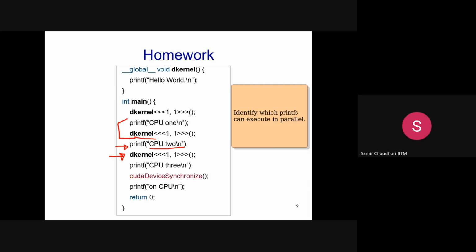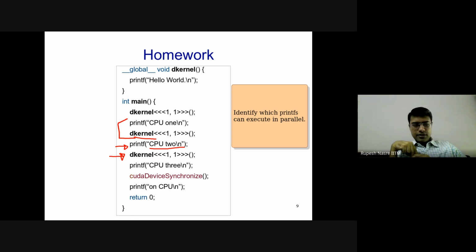Suppose I put a CUDA device synchronize after each printf, means CPU 1, then CUDA, then it will be sequential, is it? That is correct. So if I put CUDA device synchronize after each D kernel, then it is guaranteed that the CPU is going to wait for that D kernel to be over and only then start printing CPU 1 or CPU 2 and so on, which means that it is going to be completely sequential. First the GPU prints, then CPU 1. Then the GPU prints the second hello world, then CPU prints CPU 2. Then the GPU prints hello world 3 and the CPU prints CPU 3. Then CUDA device, then on CPU.